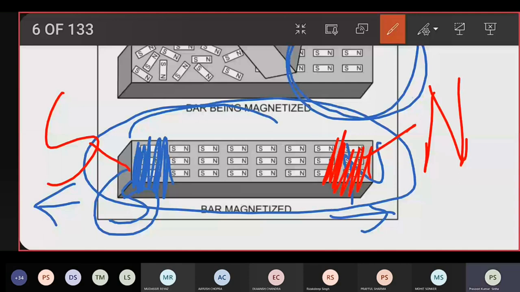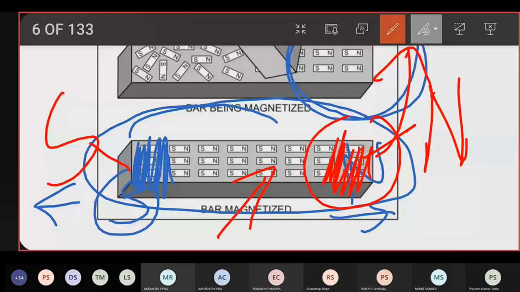Why will it point to the north? Because the blue end of the earth's magnet is on top. So the red point of this magnet goes towards the blue end, which is the north side of the geographic earth, or geographic north of the earth. So magnetization.